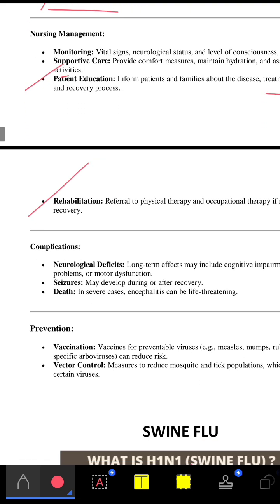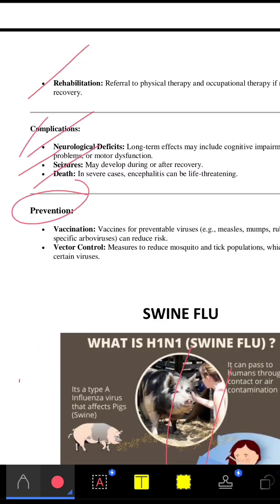Next we'll see the complications. Complications will be neurological deficit, seizures, and death. Next is prevention. Vaccination is required for preventable viruses. And next is vector control.